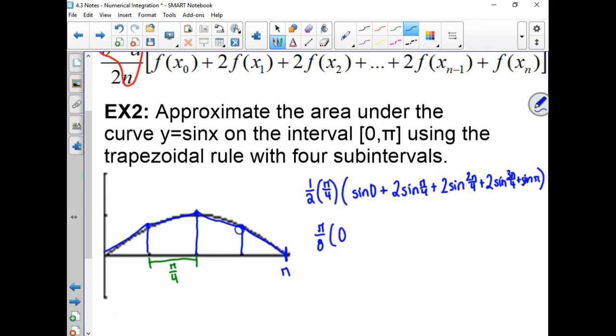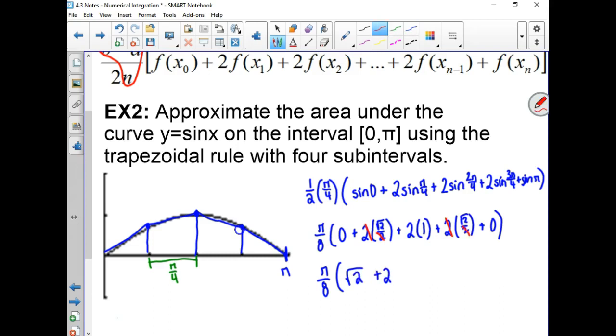Sine of 0 is 0. Sine of pi over 4 is the square root of 2 over 2. Sine of 2 pi over 4, which is just really pi over 2, is 1. Sine of 3 pi over 4 is the square root of 2 over 2. And sine of pi is 0. So now I can simplify these. Pi over 8 times the 2's will cancel here, and I will just have the square root of 2 plus 2. Again, these 2's will cancel, and I will just get the square root of 2.